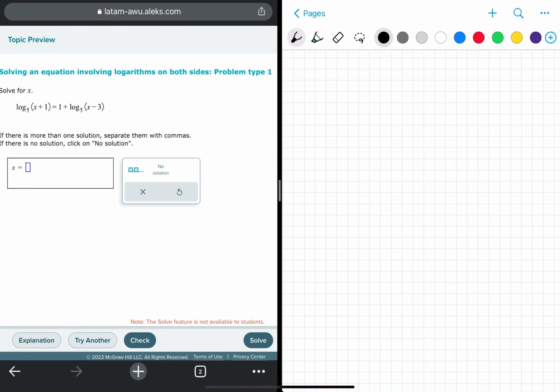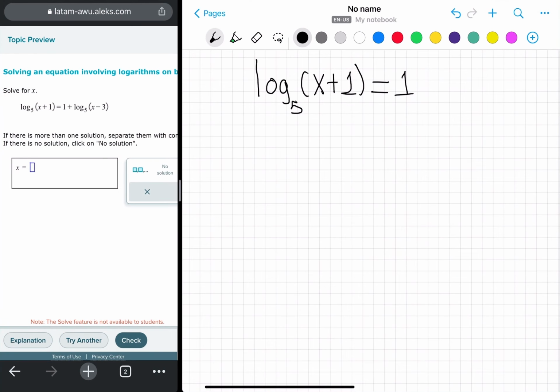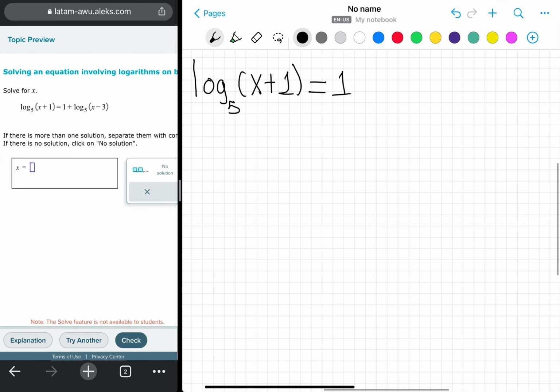Okay, solving an equation involving logarithms on both sides, problem type 1. As the title mentions, for this exercise we are going to have a logarithm on the left side and also on the right side of the equation. And we see that clearly. We have a logarithm base 5 of x plus 1 on the left side, but on the right side I also have a logarithm. On the right side I have the logarithm of 1 plus log 5 of x minus 3.